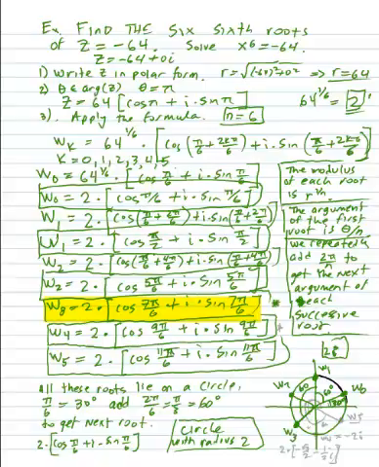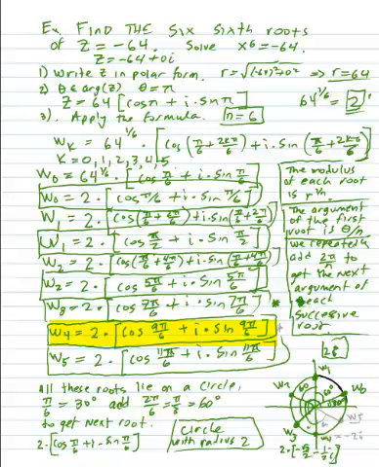We're at 7 pi over 6. The cosine of 7 pi over 6 is negative square root of 3 over 2, and the sine of 7 pi over 6 is negative 1/2. So 2 times negative square root of 3 over 2, minus 1/2 i, would be the location of this fourth root. Now adding another 60 degrees takes you down here, w sub 4.